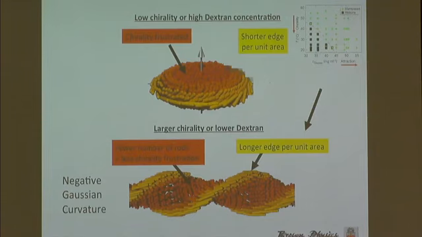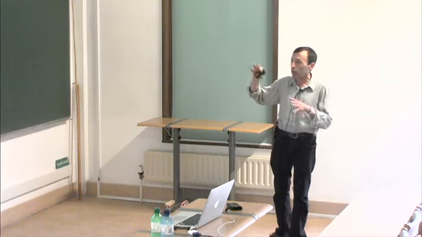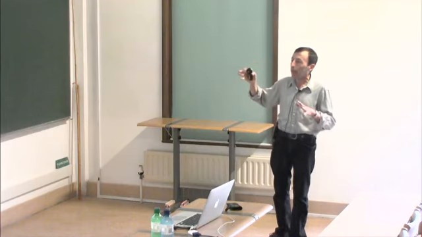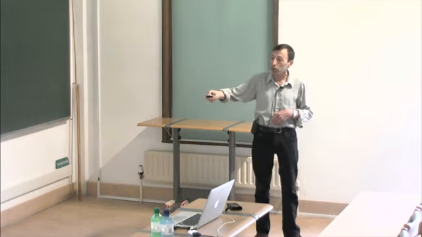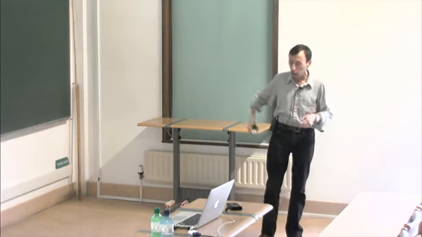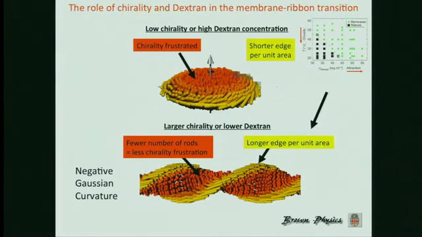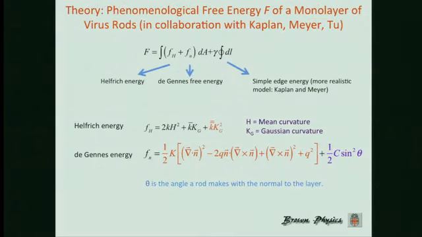And then, if you just invert these things, larger chirality or low dextran, then you can argue that a ribbon will form. But we also think that an important aspect of this ribbon formation, not only this play-off between chirality and edge energy, also has to do with the negative Gaussian curvature of this structure, as I'll tell you a little more when we get to the theory. So at this point, let me turn to the theory.